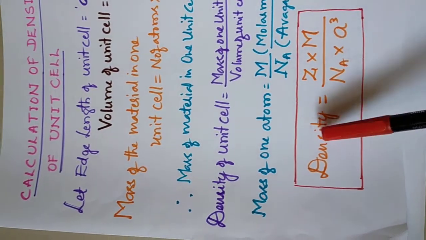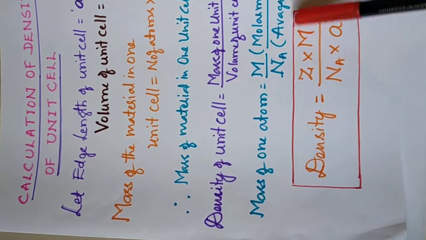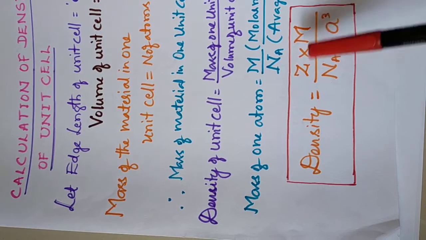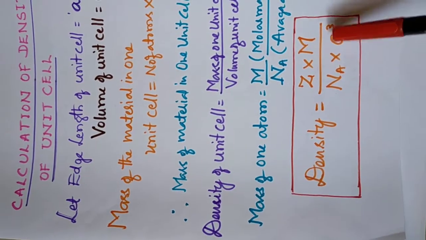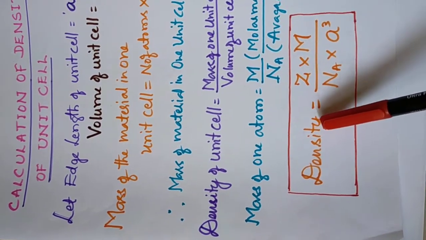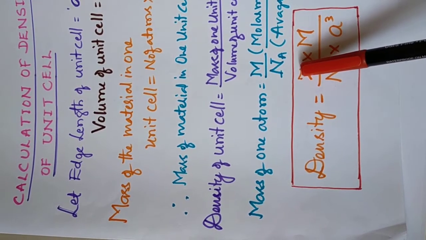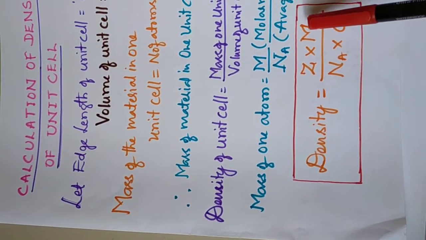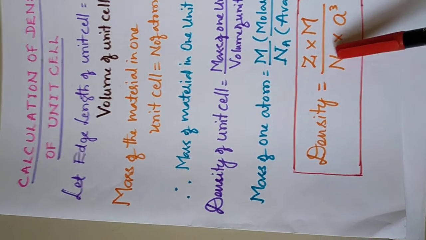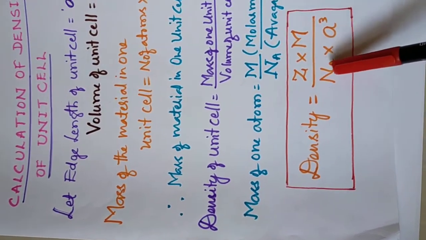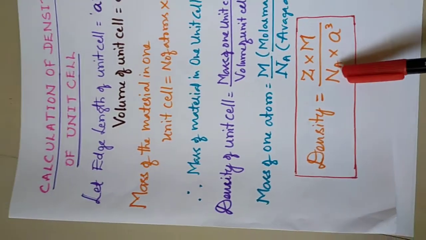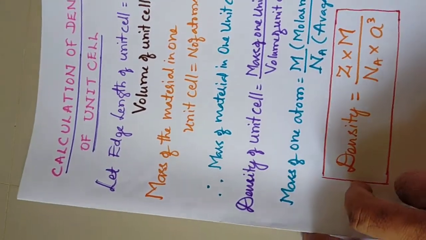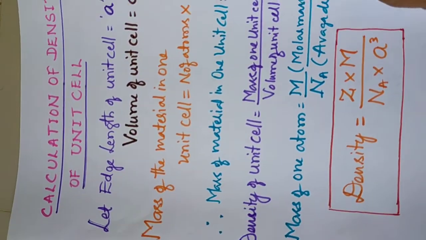You may be directly asked to find density by giving all these values: Z value, M value, this constant number, and the edge length. Three values will be given, and then you are asked to find density. Or otherwise, you may be asked to find Z, or a, or M, but not Avogadro number. It may be given, but it is not an option. So this is how to calculate the density of the unit cell.